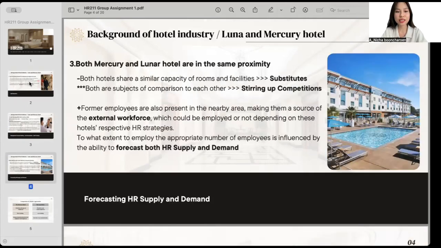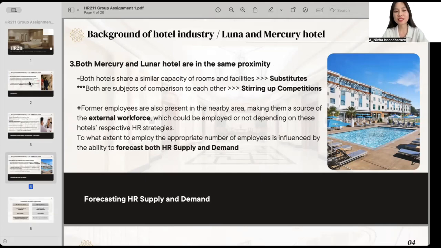This is a very clear external factor about location because once again, location is not directly about the internal employees inside. It's about the location itself. It's about the ground. It's about the area and all those stuff. So that's the external factor because both Mercury and Luna Hotel are in the same proximity or same location, which will affect in many ways.